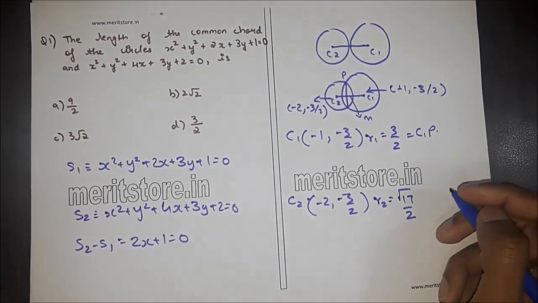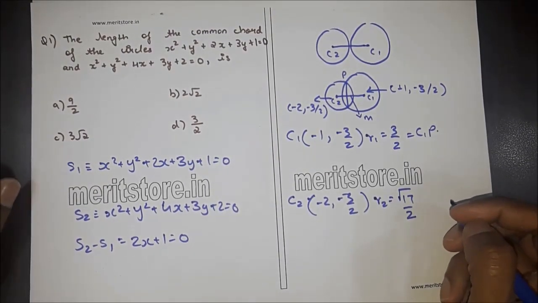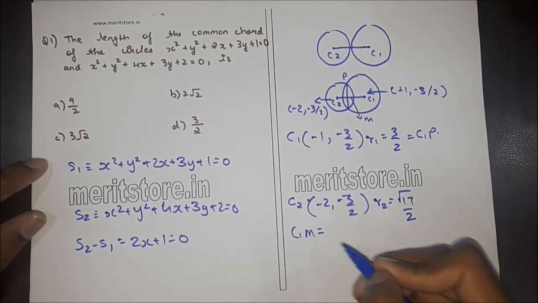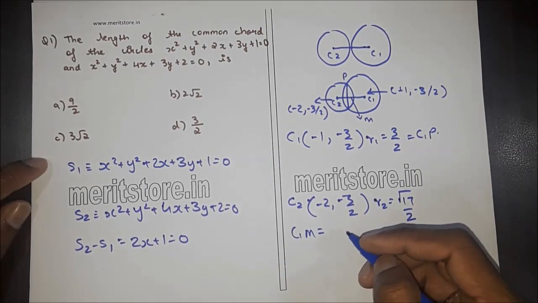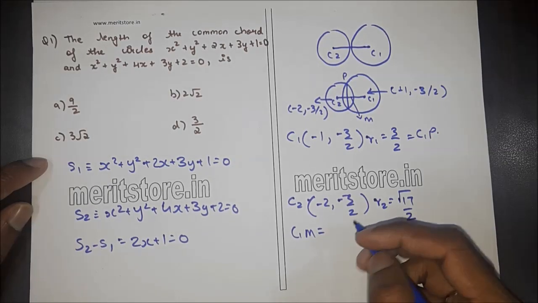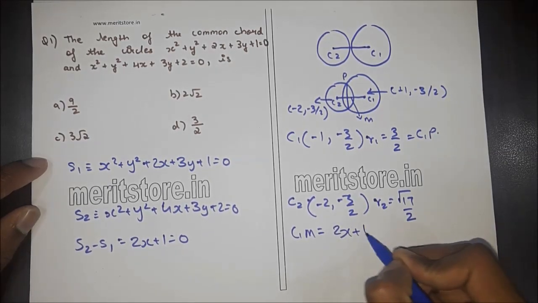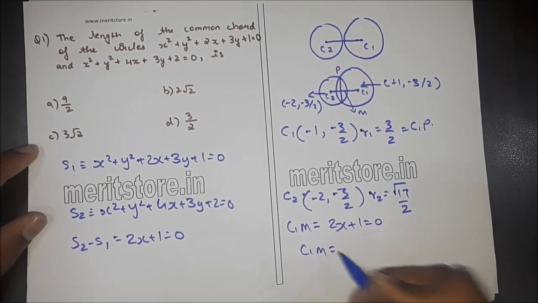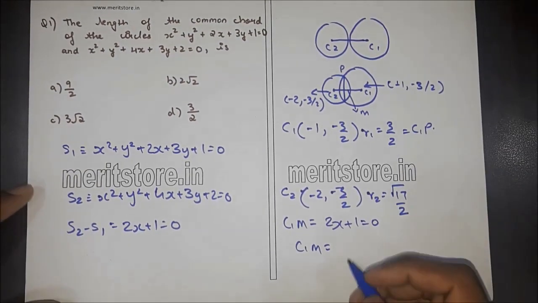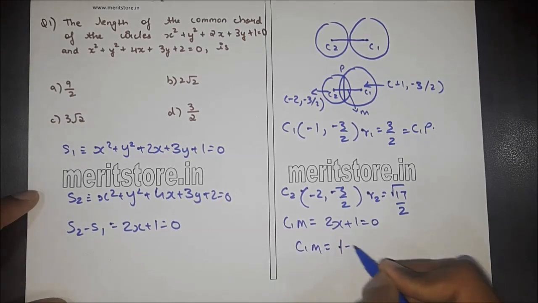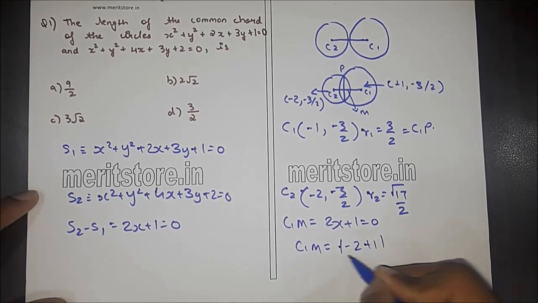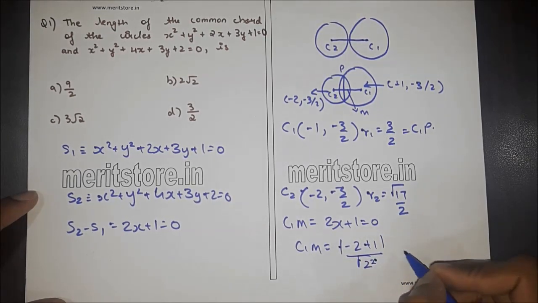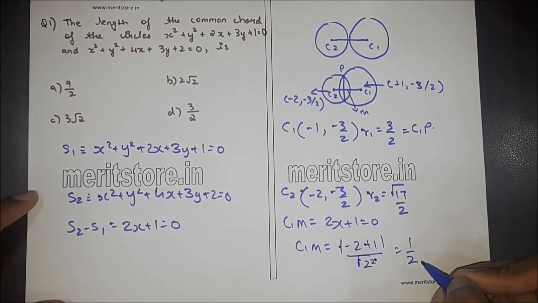C1M is equal to the perpendicular distance from C1 to the common chord. So we can write C1M, which is the perpendicular distance from C1 to the common chord 2x plus 1 equal to 0. So we get C1M equal to modulus of minus 2 plus 1 upon root 2 the whole square, which is equal to half.